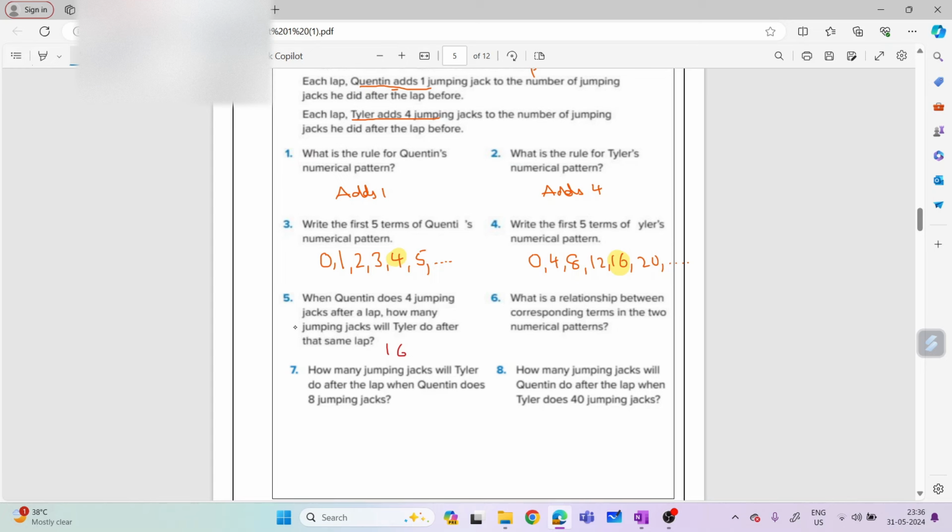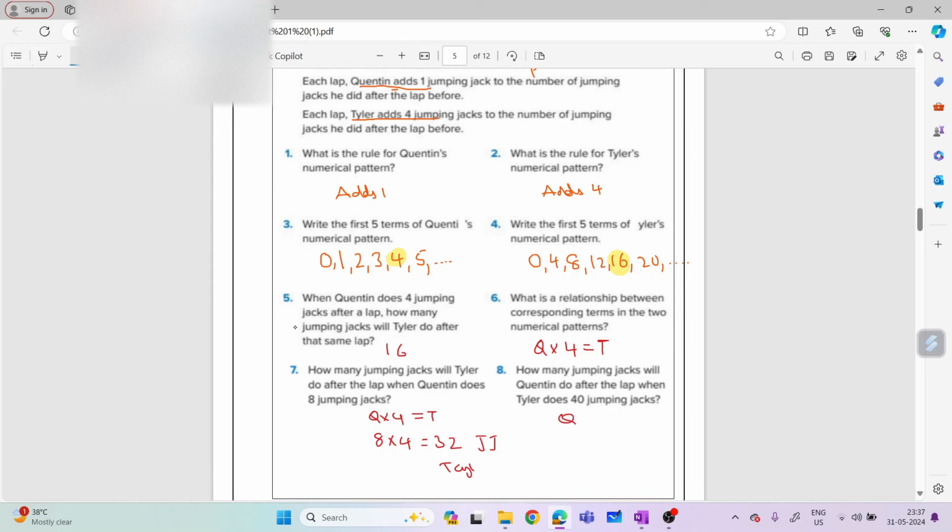What is the relationship between them? Suppose I call Quinton as Q, Tyler as T, what is the pattern? 1 means 4, 2 means 8, so times 4. Whatever Quinton is doing, if you multiply by 4, you will get Tyler's workout. So this is the formula we derive: Q times 4 equals T. How many jumping jacks will Tyler do after the lap when Quinton does 8? 8 times 4 equals 32 jumping jacks Tyler will be doing.